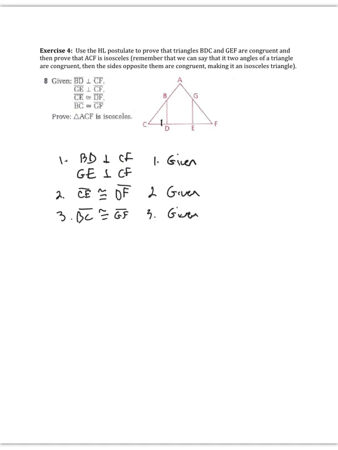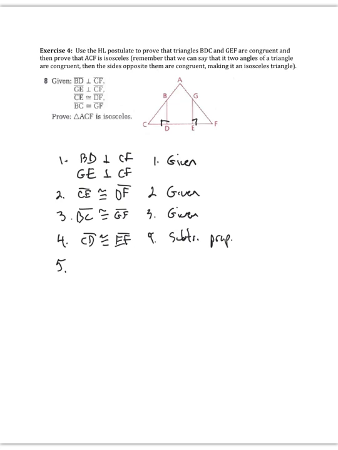Okay, so we have that these are right angles here. We have that CE and DF are congruent. And so we know immediately that therefore CD is congruent to EF. And the reason for that would be the subtraction property. Okay, then we also have that BC and GF are congruent, and that was a given.